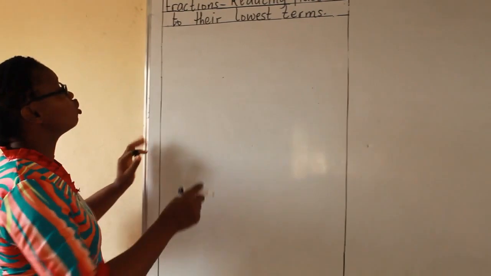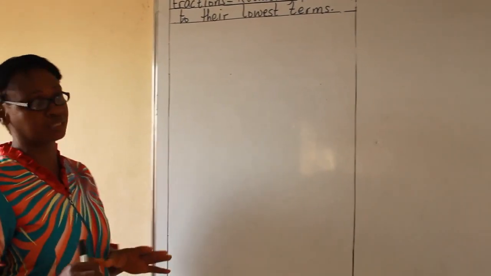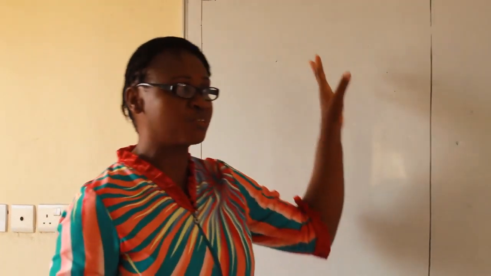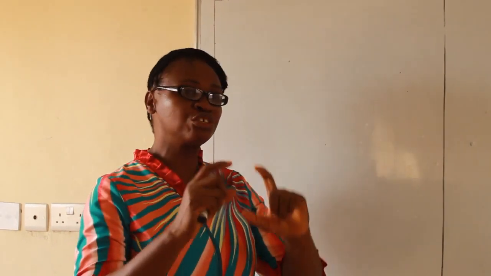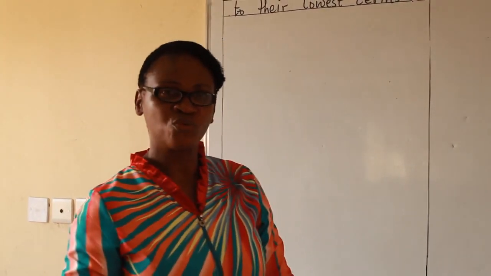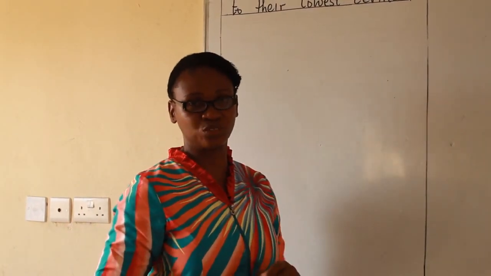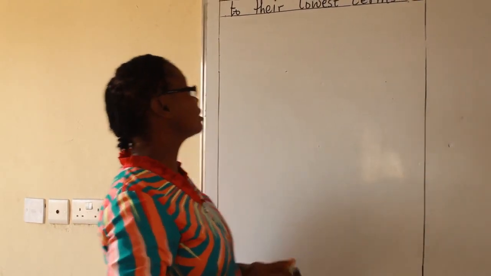All right. What do we mean by reducing fractions to their lowest terms? We have fractions, and to reduce them to their lowest terms, I mean you should be able to take them to the least number. It means you have to reduce your fraction, your numerator and the denominator, to the least number that will be so small that you can no longer divide them. That is what I mean. I hope you understand. So we take examples.